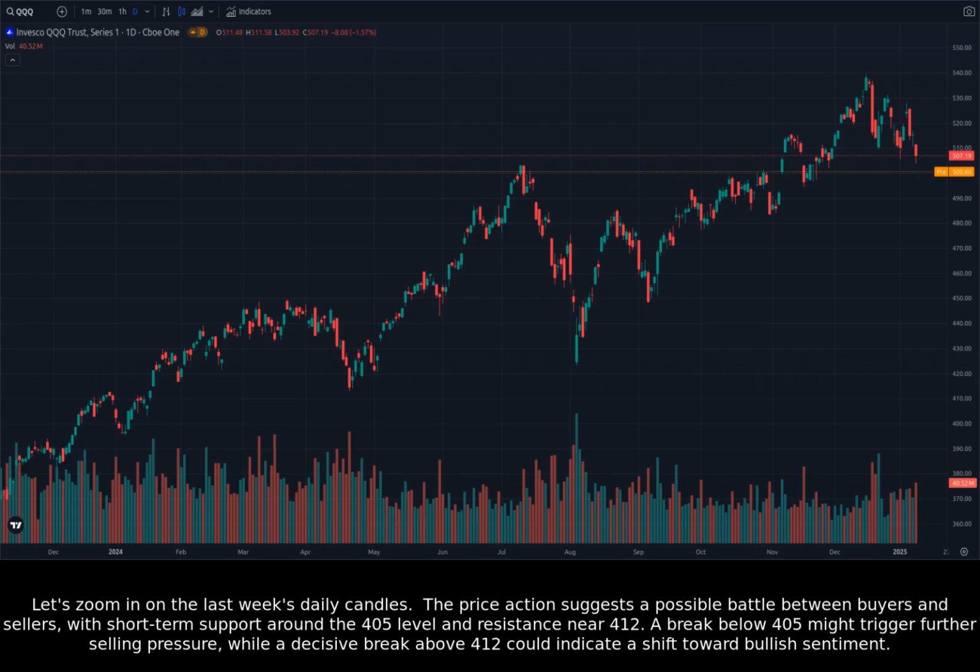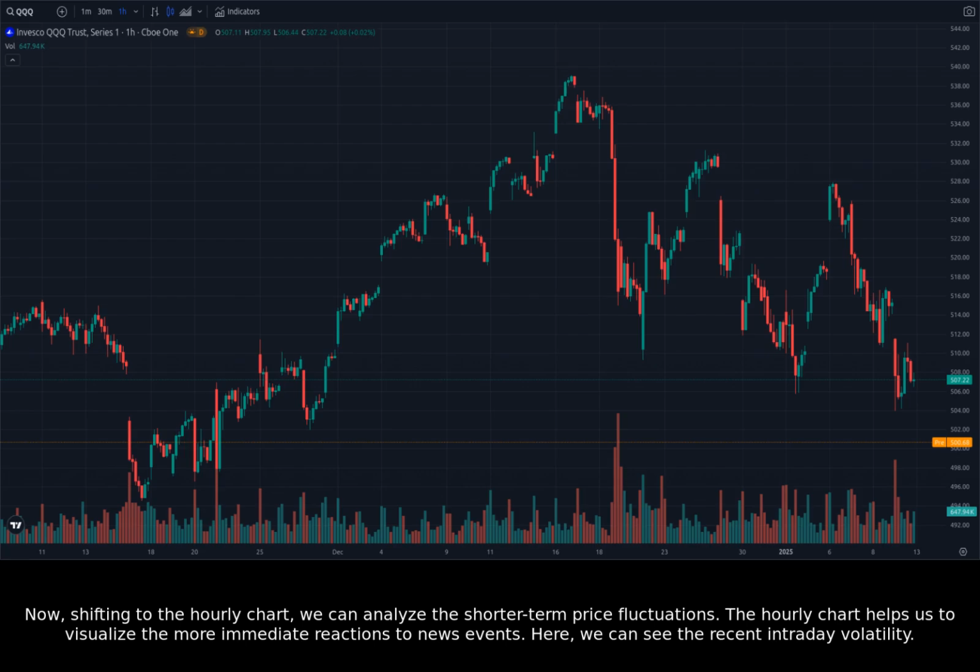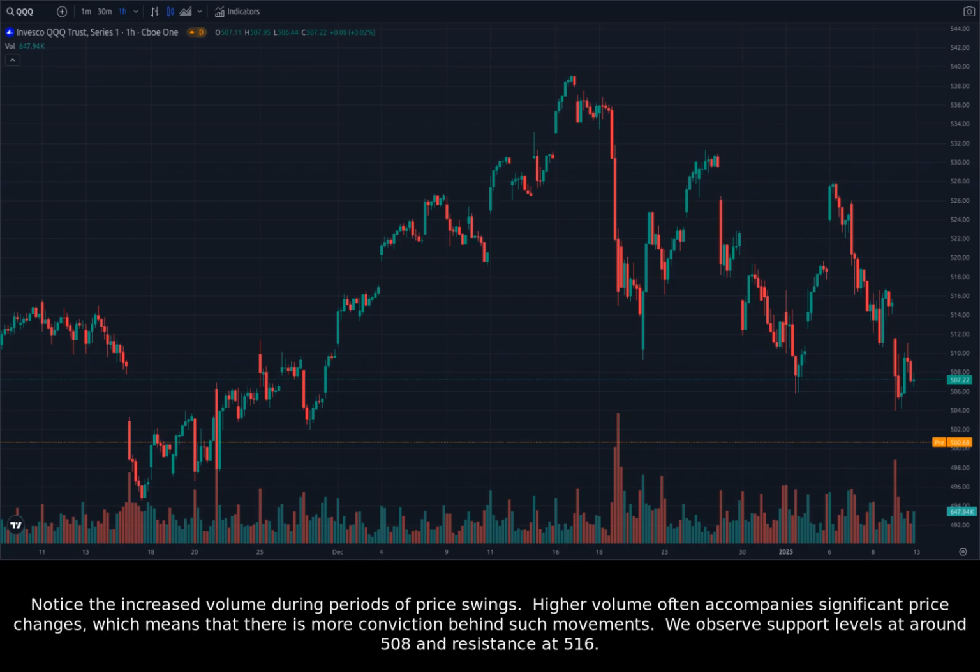Now, shifting to the hourly chart, we can analyze the shorter-term price fluctuations. The hourly chart helps us to visualize the more immediate reactions to news events. Here, we can see the recent intraday volatility. Notice the increased volume during periods of price swings.